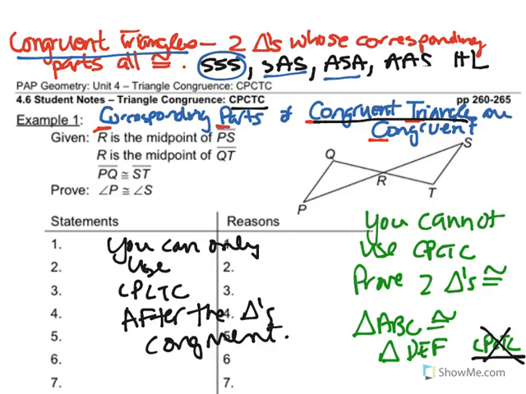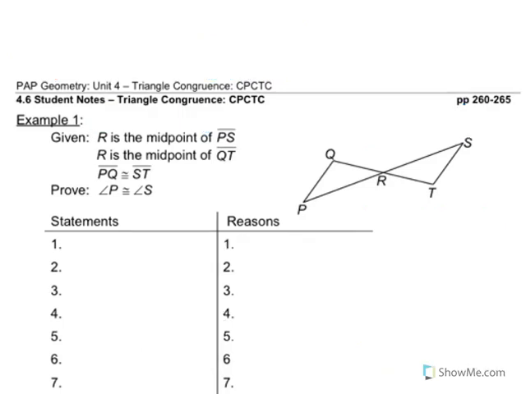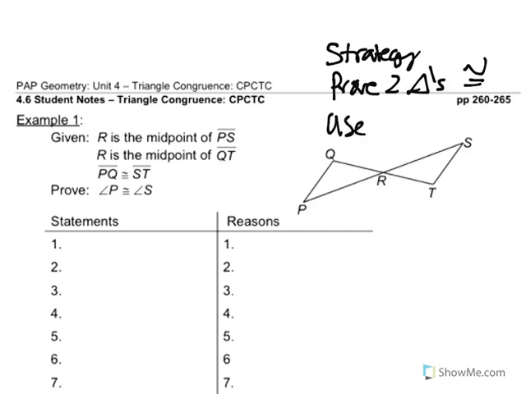So it's very important that you don't try to prove the triangles are congruent with CPCTC. You use it after the triangles have been proven congruent, and then you can use it to prove other parts. So your strategy is always going to be prove the two triangles congruent by one of the methods we already know, and then use CPCTC to prove other corresponding parts congruent.